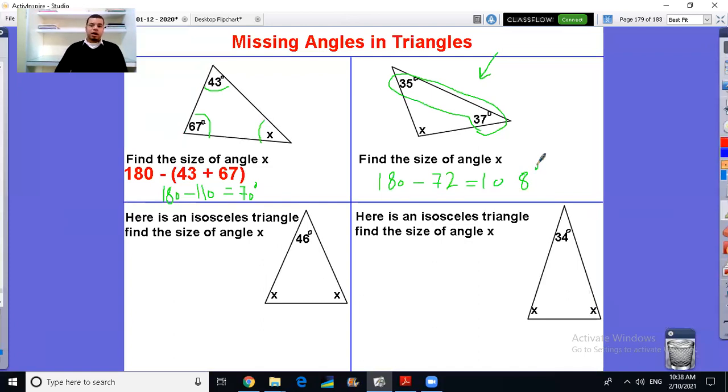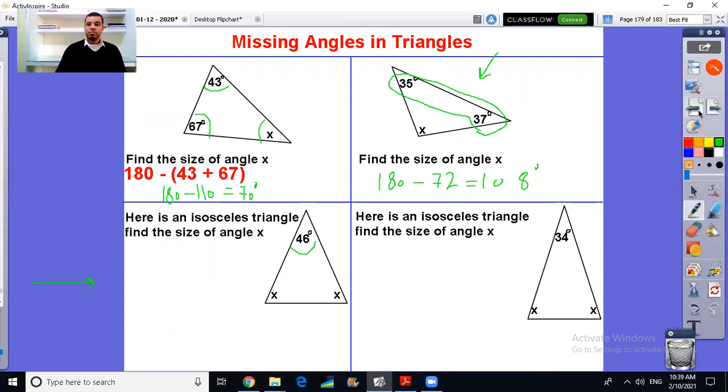All right, let's go to the second part here. It says, here is an isosceles triangle. Find the size of angle x. What? Mr. Ahmed, you made a mistake here. You should give us two angles. You gave us only one. Yes, this is going to be a little bit different. You know why? Because here you have 40, it's an isosceles triangle.